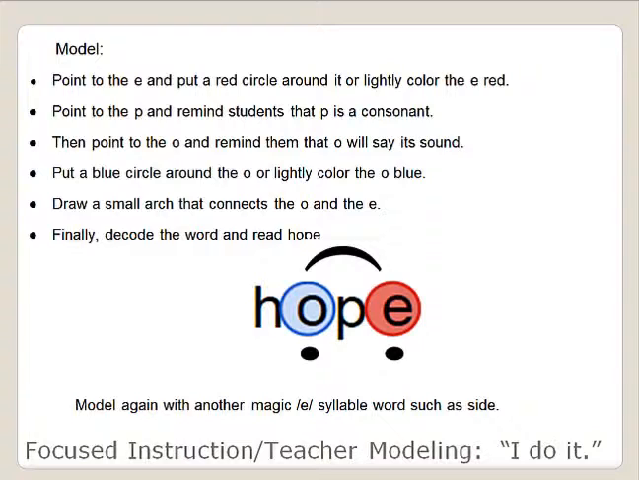Point to the P and remind students that P is a consonant. Then point to the O and remind them that O will say its sound. Put a blue circle around the O and lightly color the O blue. Draw a small arch that connects the O and the E. Finally, decode the word and read hope. Model again with another magic E syllable word, such as side.